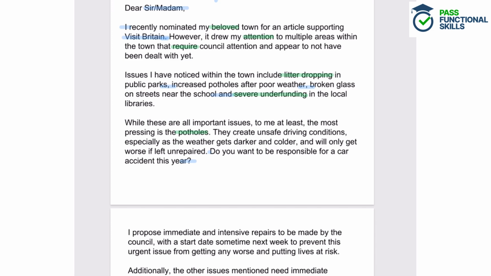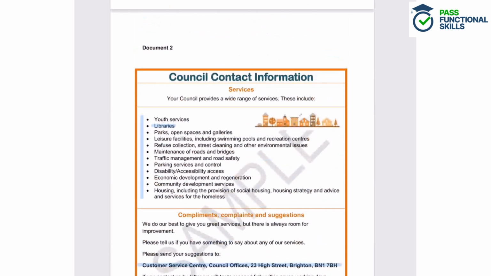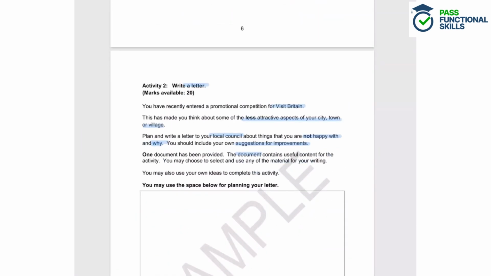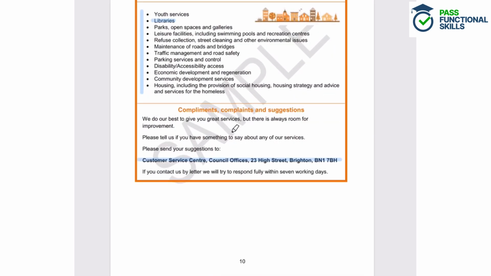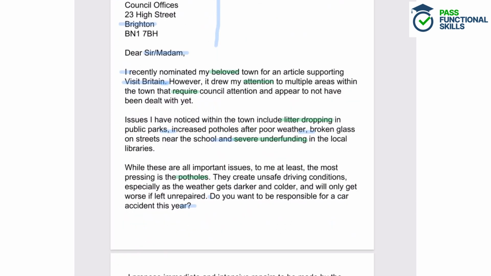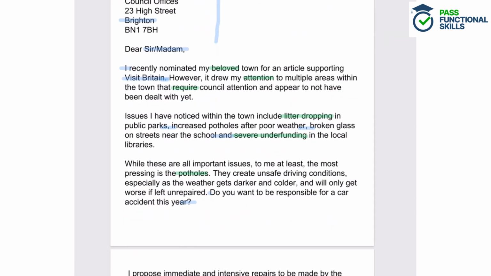So have we got a word count to start with? Because if we do, we will need to be matching that. There's no word count that has been mentioned here. We haven't got any in the document either. So that means that we want to be trying to write about 3 to 5 paragraphs.